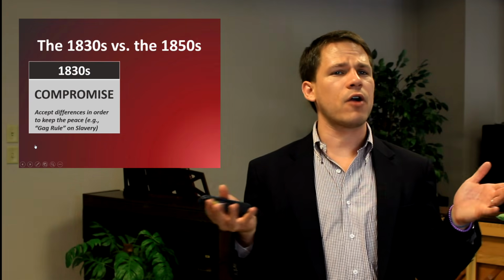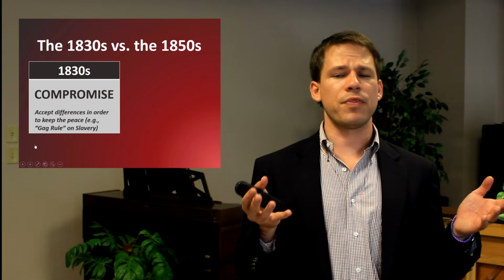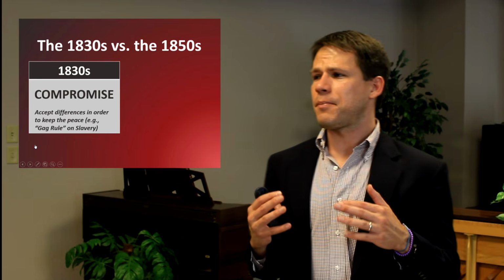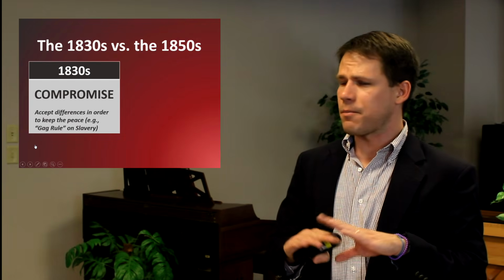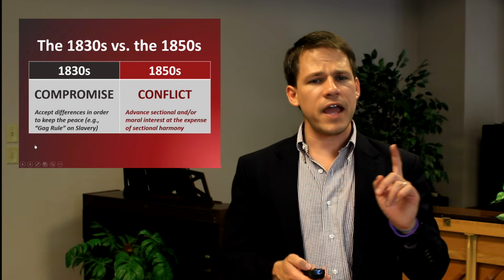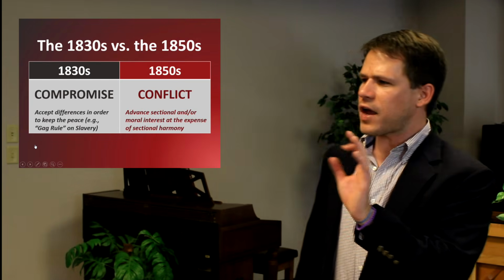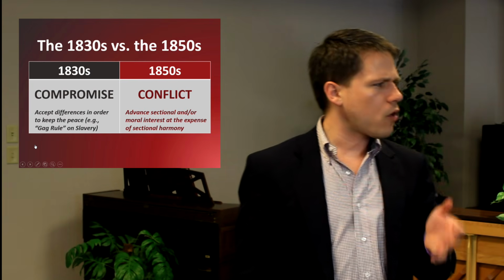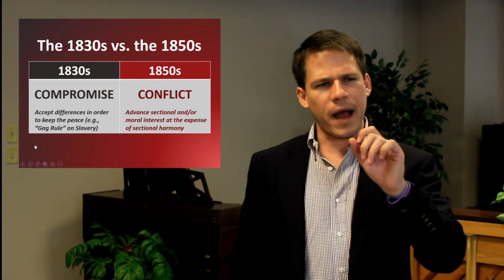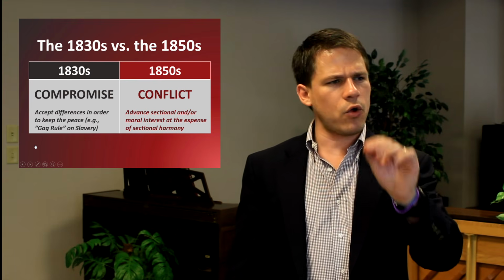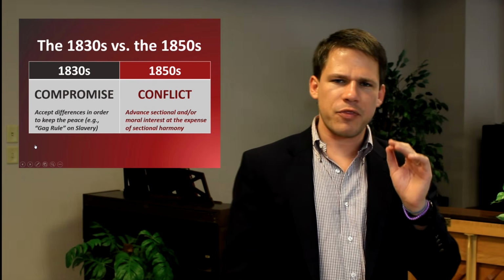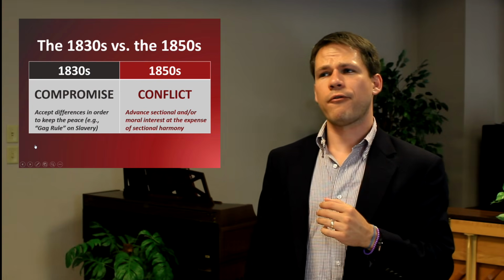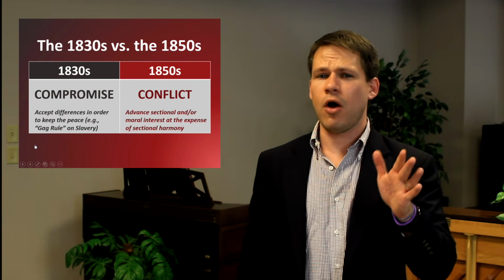In the 1830s, Congress had a gag rule about slavery when there were petitions presented from abolitionists. Congress would accept the petitions, but they would not debate them because that would cause trouble. Now, the 1850s, we see that this decade is characterized by conflict. It is more about advancing your sectional or moral interest at the expense of harmony. Keep in mind, from the point of view of the reformers, somebody like Garrison, slavery's wrong.